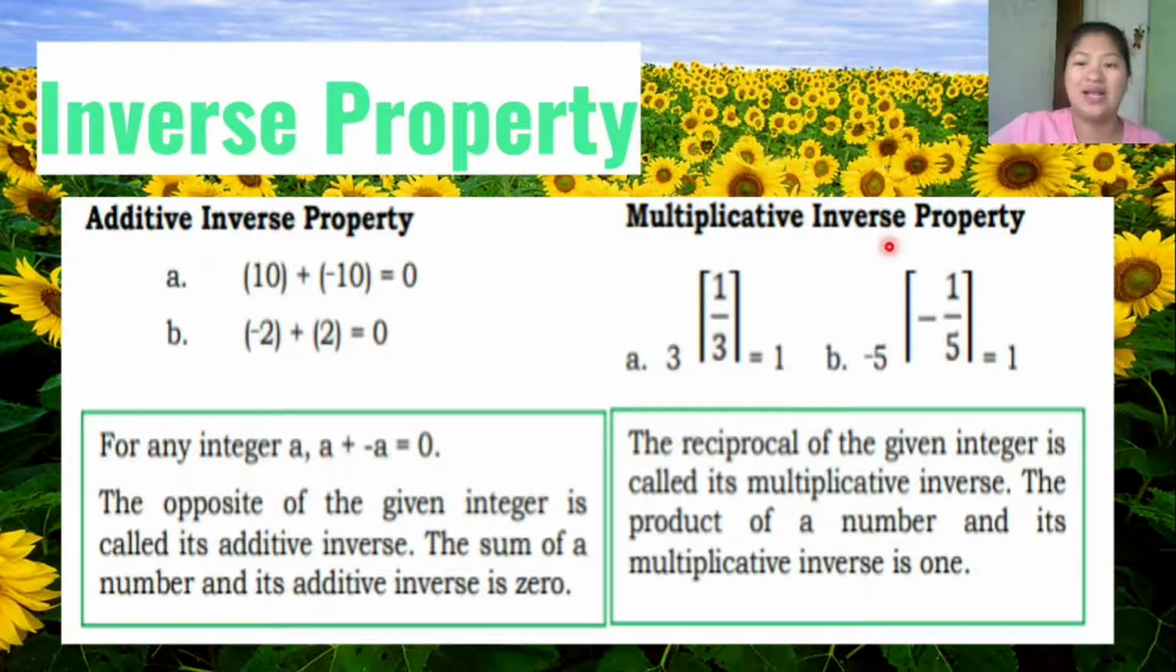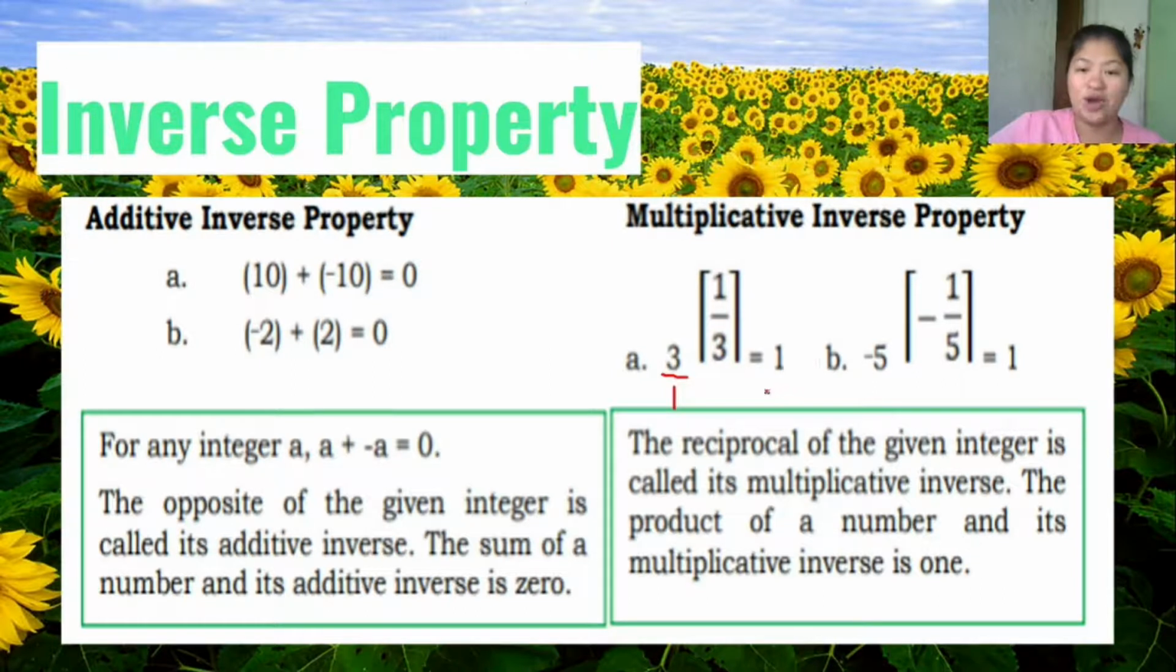How about the multiplicative inverse property? This is for multiplication. So, the keyword here is the reciprocal. The reciprocal of the given integer is called its multiplicative inverse. The product of a number and its multiplicative inverse is 1. For example, given 3. What is the reciprocal of 3? 3 is a whole number, so it has a denominator of 1. So, when we take the reciprocal of 3 over 1, that is 1 over 3. And when we multiply the two, that will be equal to 1.